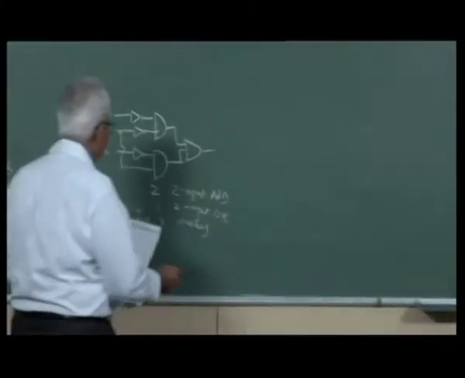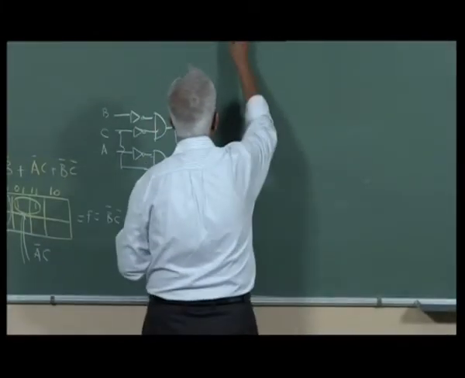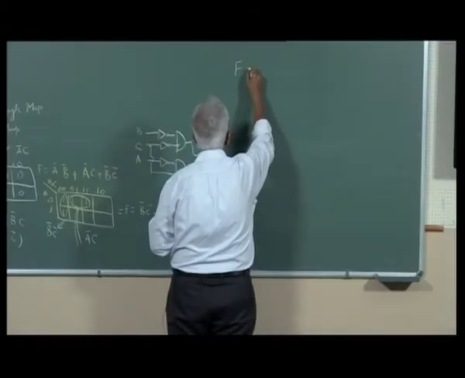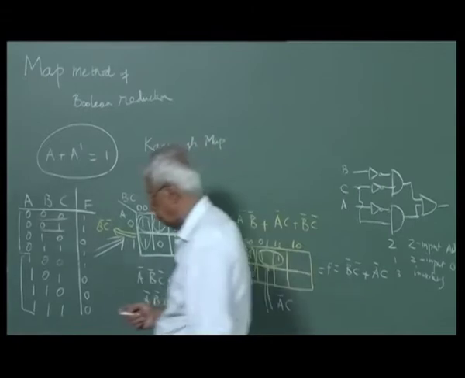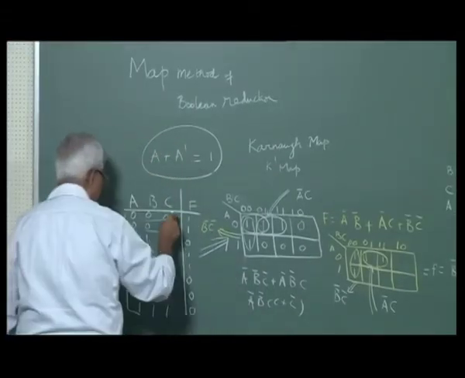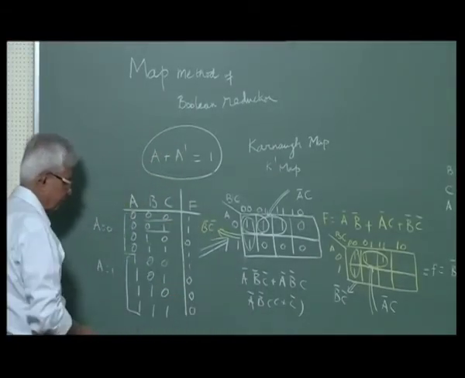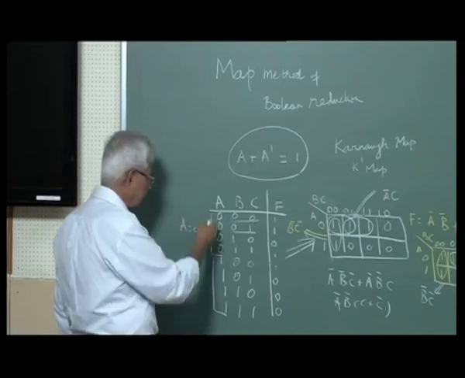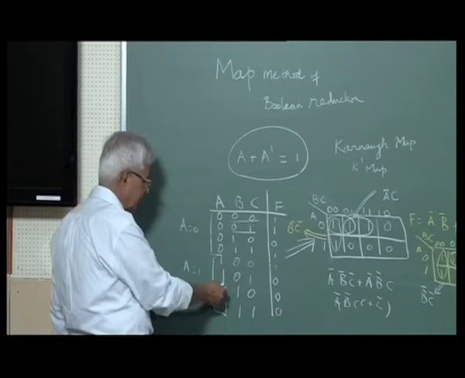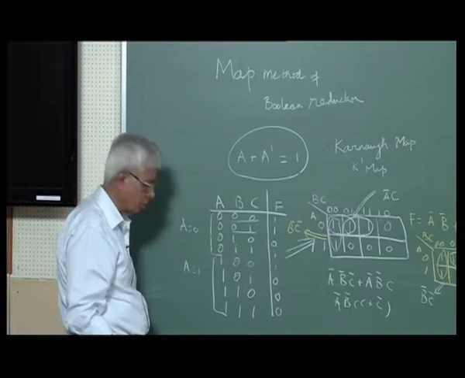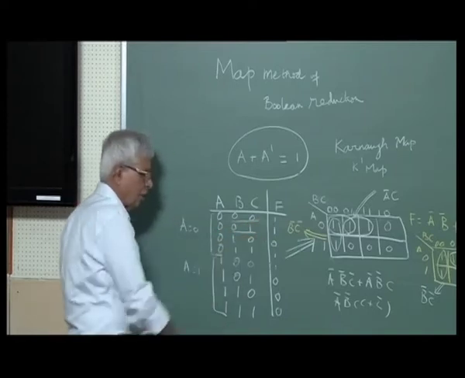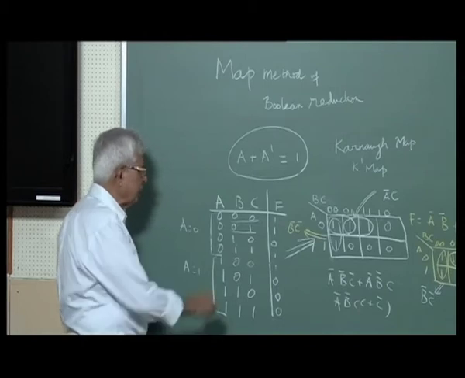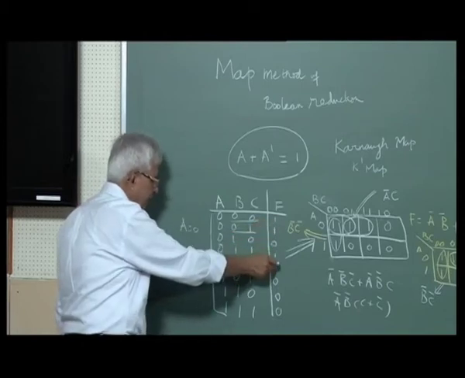Supposing I have F. See, one more thing: I do not have to write this truth table every time. I told you these are called min terms, if you remember the other day. If the output is 1, it's called a min term, if the output is 0, it's called a max term. So which are the min terms which are 1?